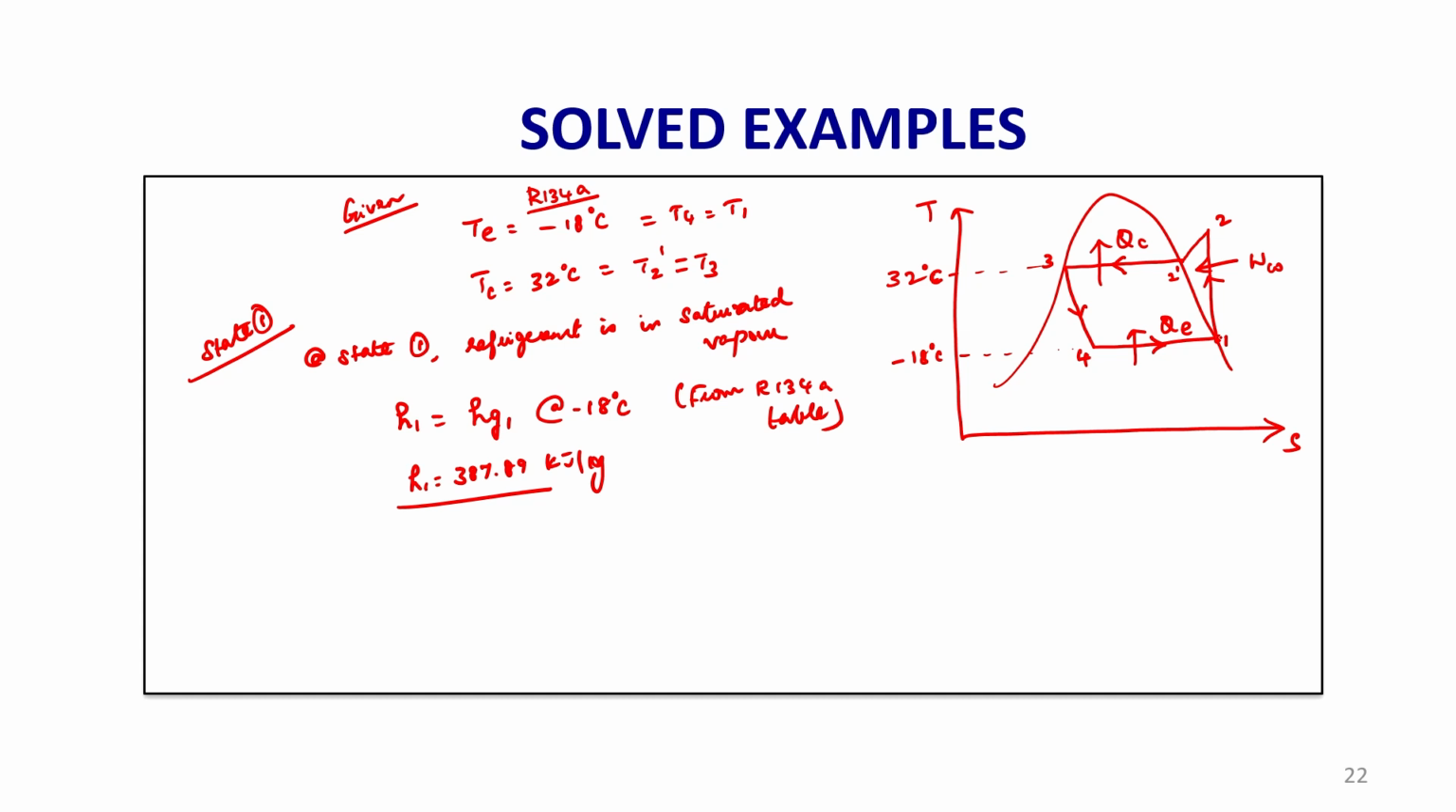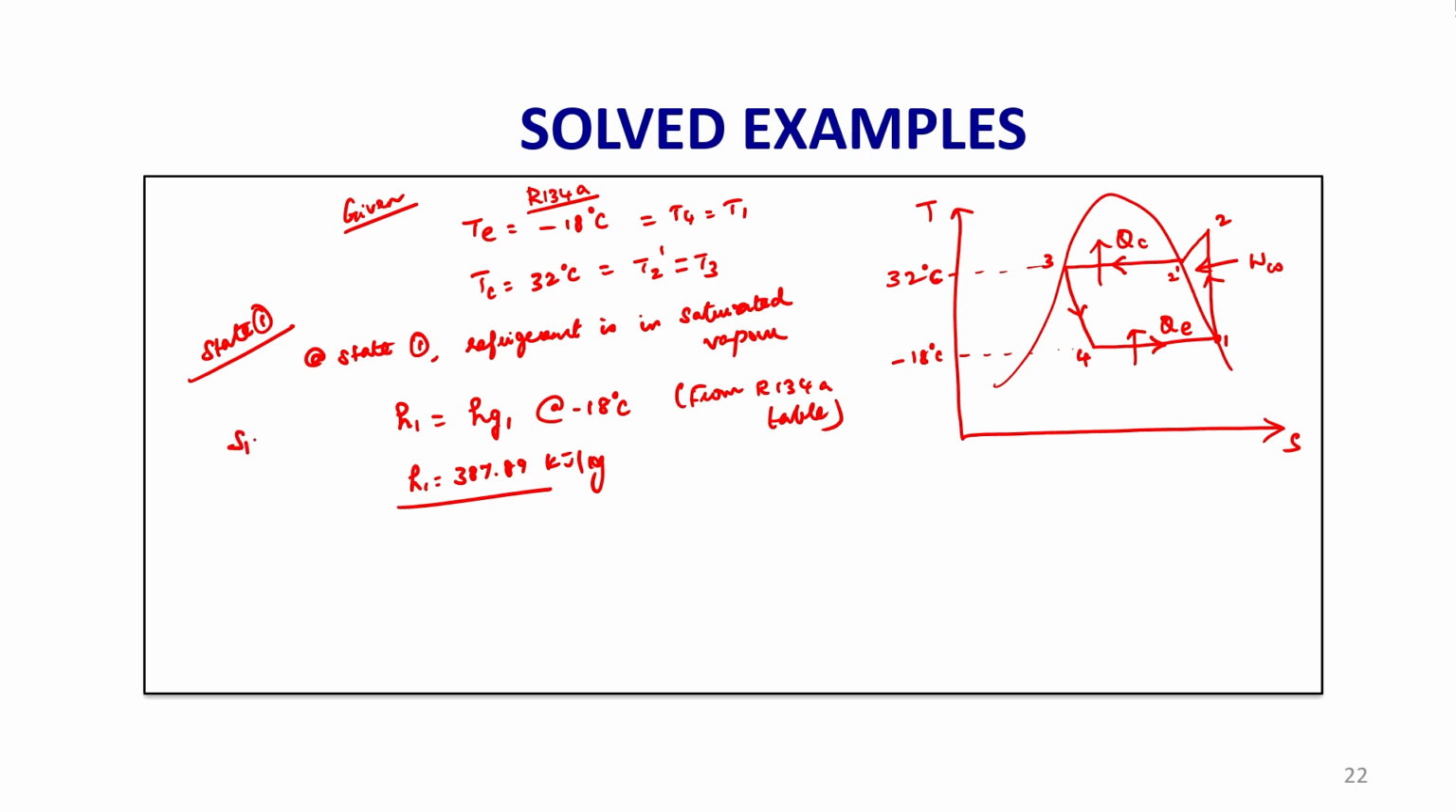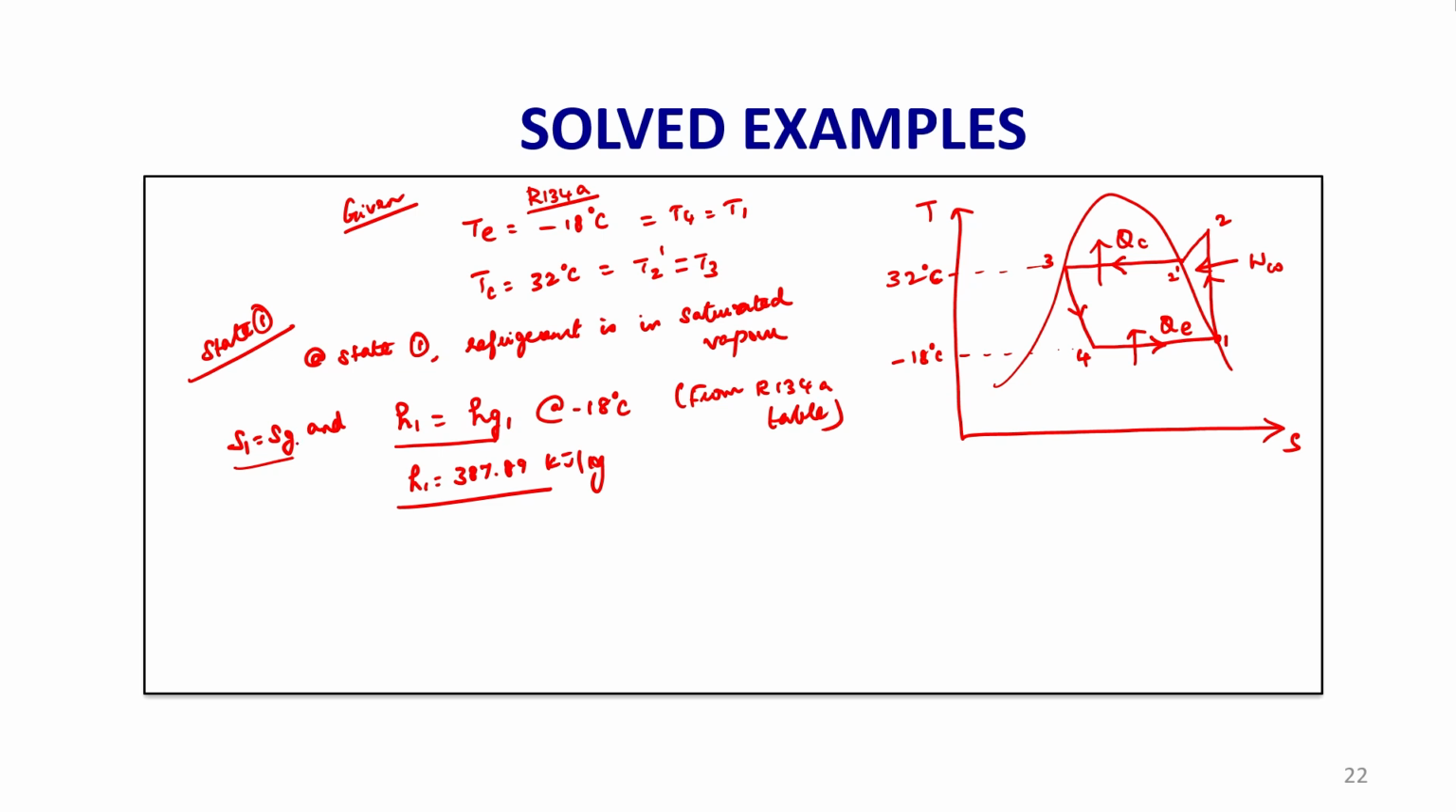What is the entropy value at this point? At 1, H1 equal to Hg, and S1 is equal to Sg. These two are the same. How to find S1 equal to Sg? S1 equal to Sf1 plus x1 into Sfg1, and Sfg1 can be written as Sg1 minus Sf1. Because the dryness fraction is 1, it is a saturated vapor, the Sf term will get cancelled. So, S1 equal to Sg1 and H1 equal to Hg1.